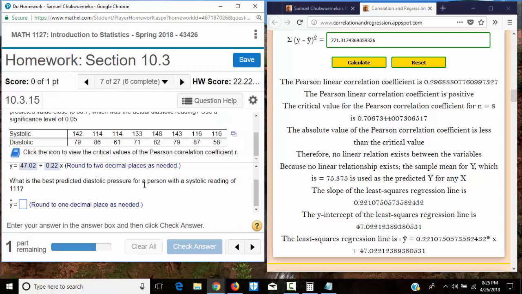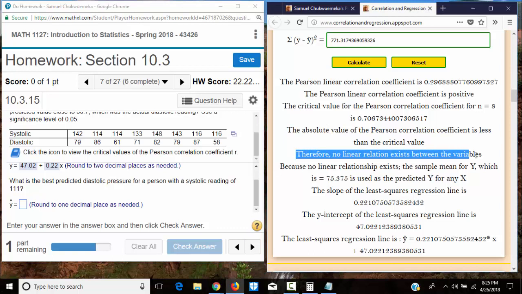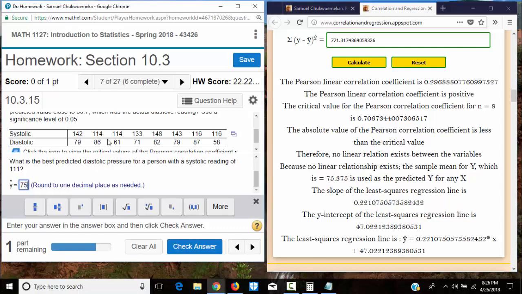Best predicted diastolic pressure for a person with a systolic reading of 111. If you read here, it says, therefore no linear relation exists between the variables. And when no linear relation exists between the variables, the sample mean for the y is the best predicted y for any x. So to 1 decimal place, that would be 75.4.